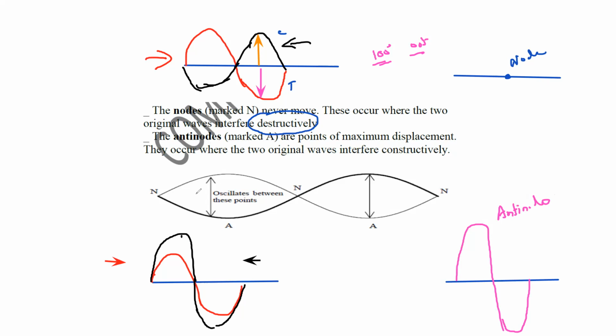So the antinode, as you can see, is marked with the letter A here. Antinodes, marked A, are the points of maximum displacement, and they occur when the two original waves interfere constructively. Constructive interference refers to the two waves increasing the effect of each other, whereas destructive interference refers to the two waves reducing the effect of each other. Is it clear how two waves traveling in opposite directions lead to the formation of a standing wave?